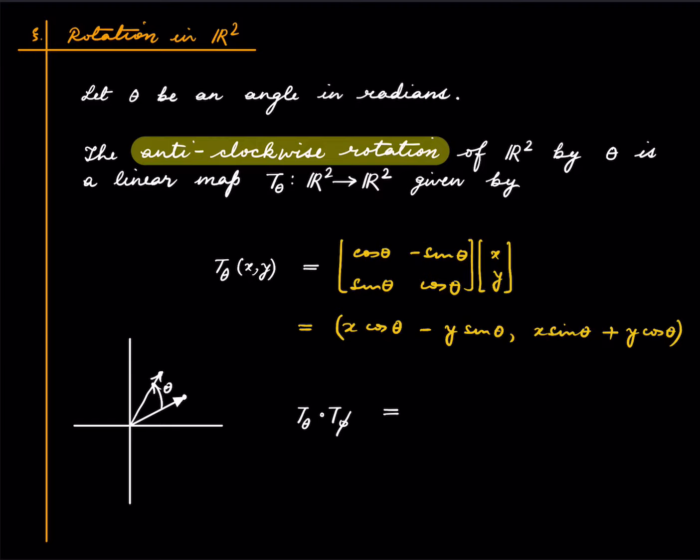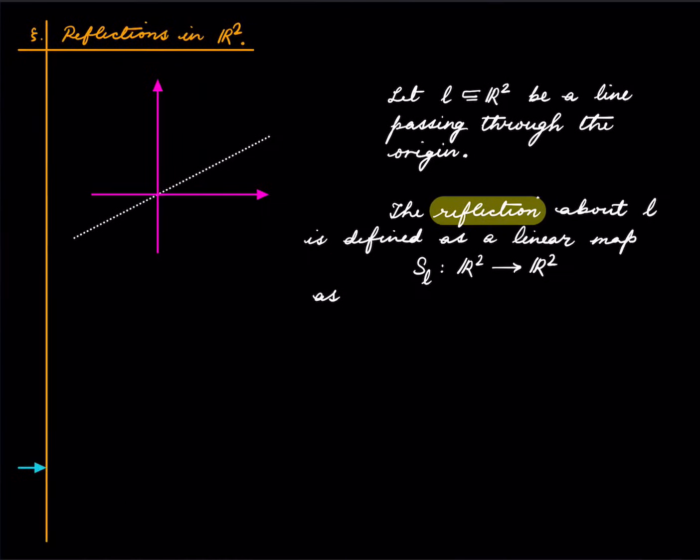Alright, and one can of course intuitively see that if you first rotate by phi and then you rotate by theta, it is nothing but rotating by theta plus phi, which is geometrically clear I would say. But you can also use this definition, and it will be an exercise in high school trigonometry to see that this is actually equal to that. Alright, so that's rotation. Another thing we want to discuss is reflections.